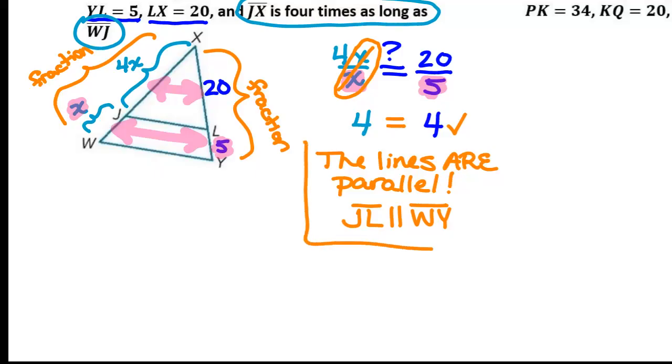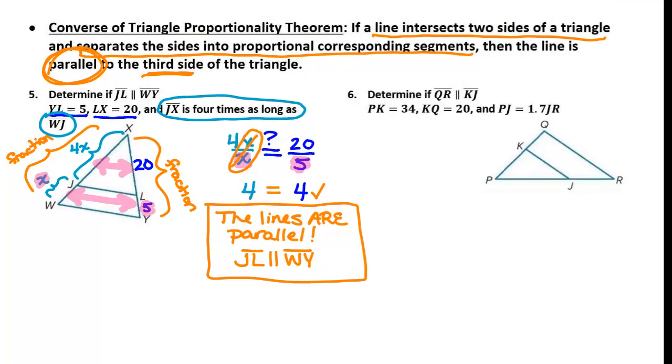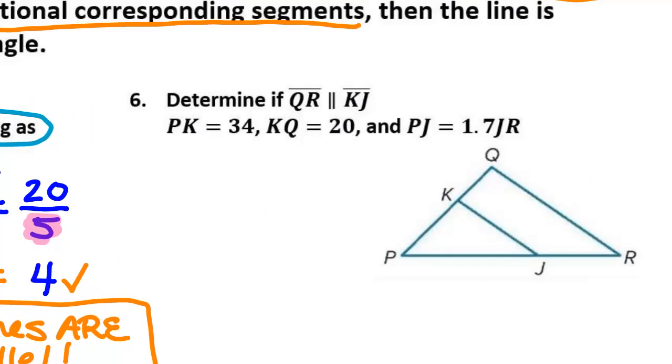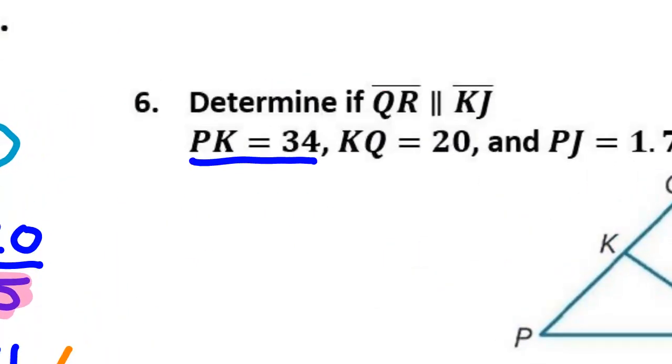Our work showed that they are parallel because when we set up our proportion of sides, it came out to be the same number on either side. Is it still wrong if you put 20x? Oh, like if you multiply both sides by x and then multiply both sides by 5, you could totally do that too. Let's actually do that on the next problem and see how we could do it that way and get the exact same answer. All right, so it says PK is 34.